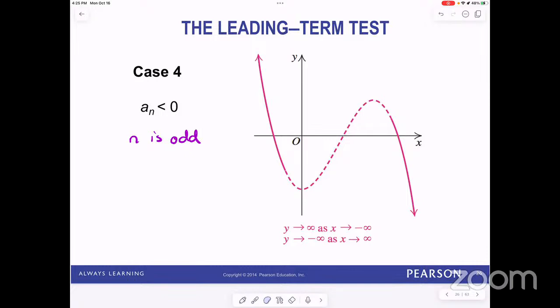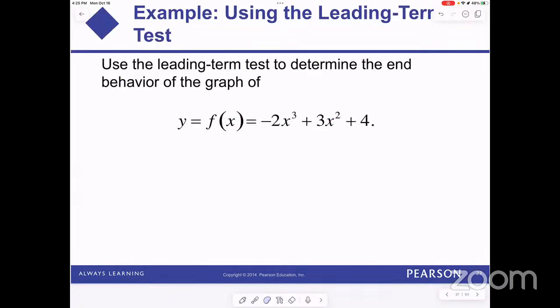So here we're actually using the leading term test to determine the end behavior of this graph. So all we need to do is identify the leading term. Notice that the leading coefficient is negative, right? A negative leading coefficient means our graph is going to fall to the right. And then the degree of the polynomial being 3, which is odd, means the other side is going to do the opposite, so it's going to go up to the left.